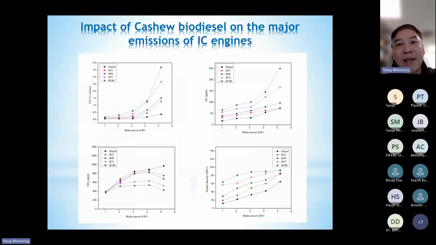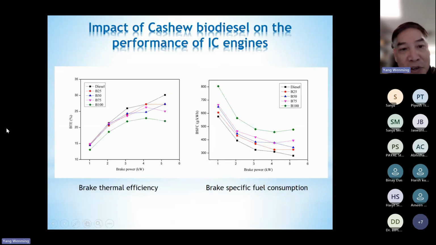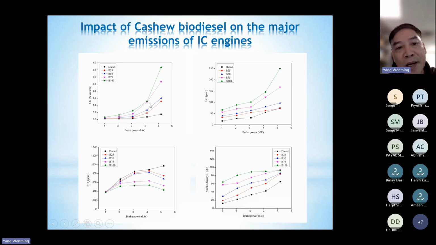So all this affects the combustion process. As a result, we can see the efficiency is lower than diesel fuel. The BSFC is higher than the diesel fuel, and the emissions, CO, HC, and smoke, are higher than diesel fuel. Only NOx emission is lower, because of the poor combustion process, the peak temperature will be lower. As a result, NOx emission will be lower.